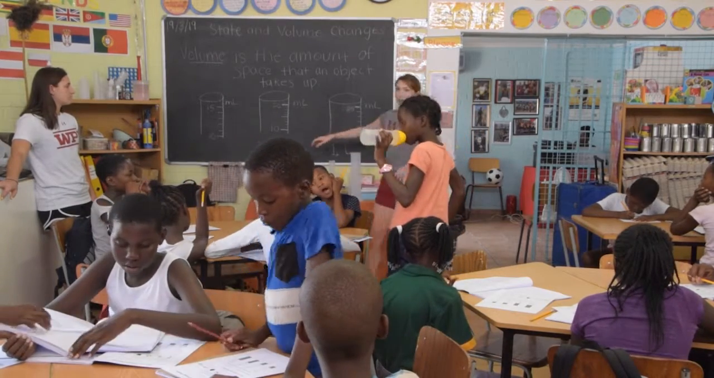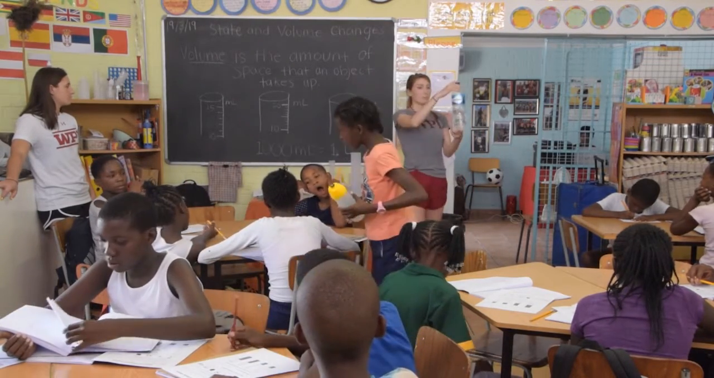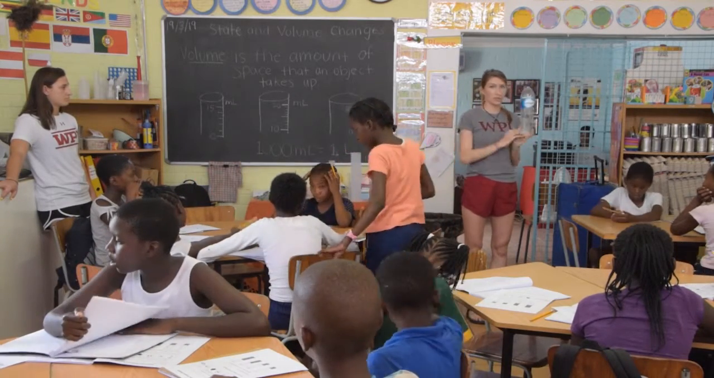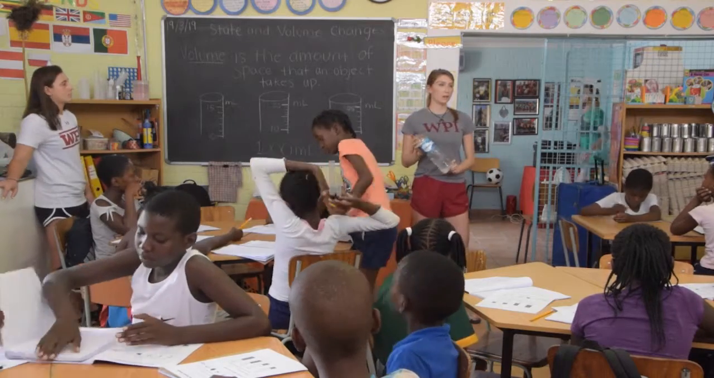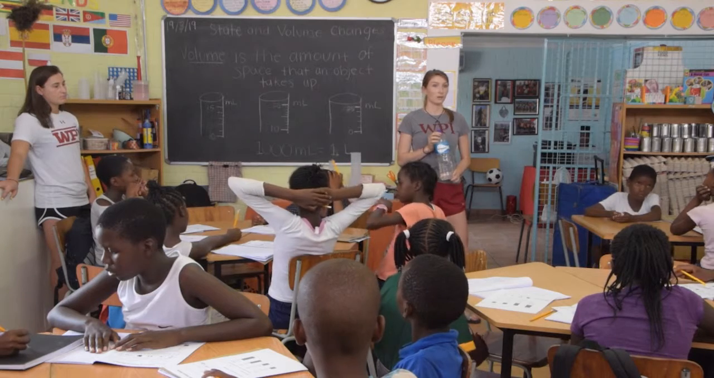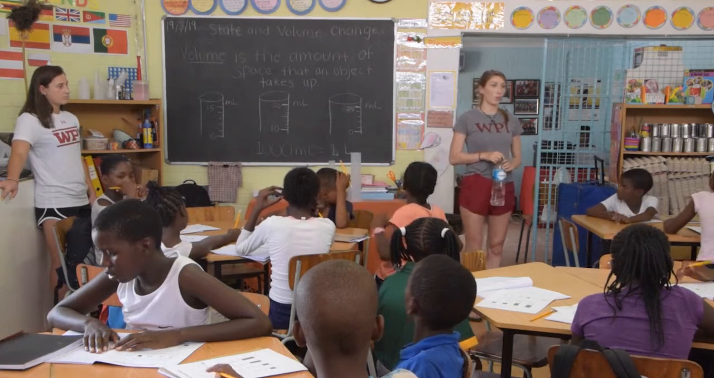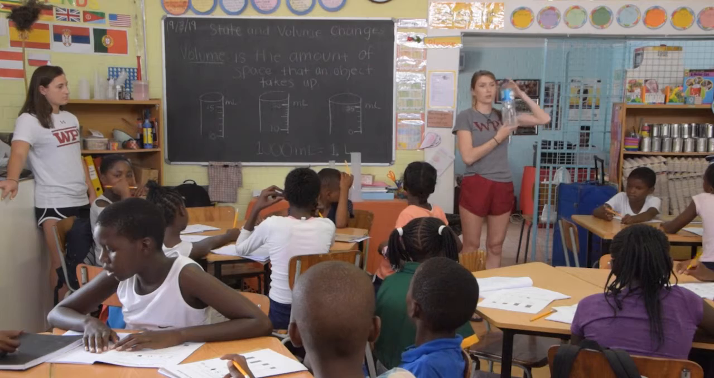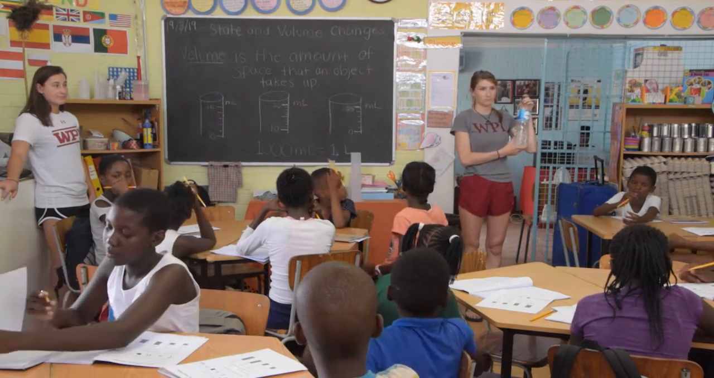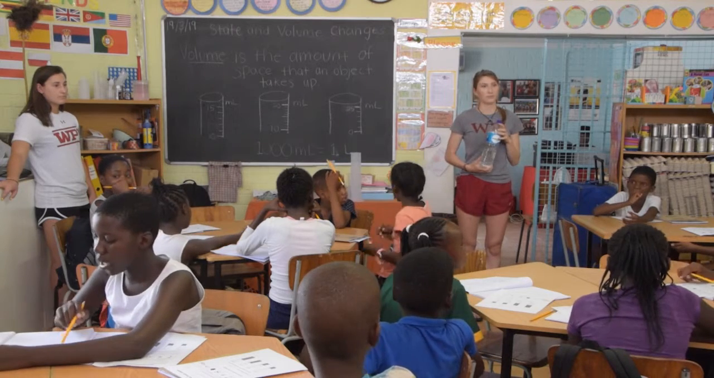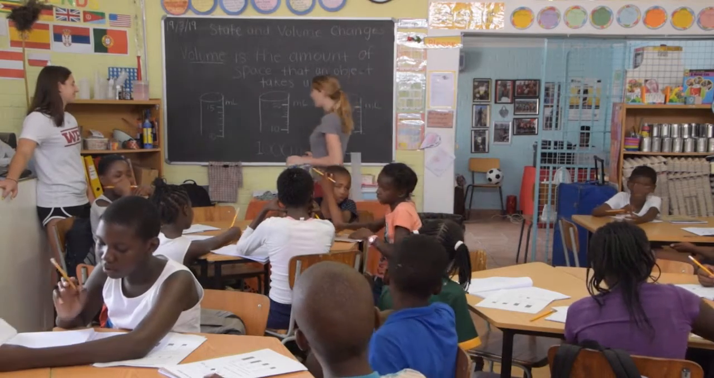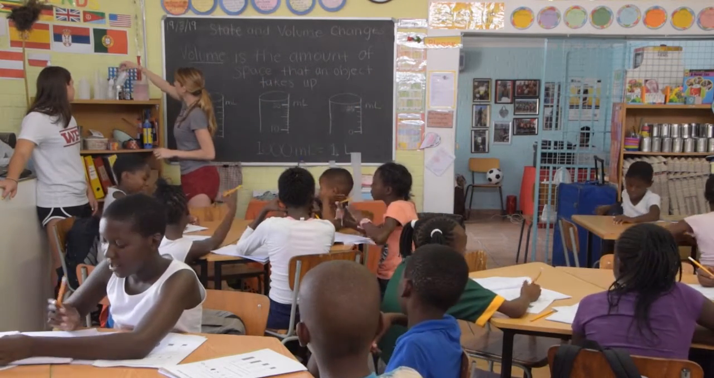If you want to think about the scale, this big water bottle is 1.5 liters of water. Can anyone tell me how many milliliters would be in this? If 1,000 milliliters is equal to 1 liter, then how many milliliters are in 1.5 liters? Erica? 1,500 milliliters, that's right.